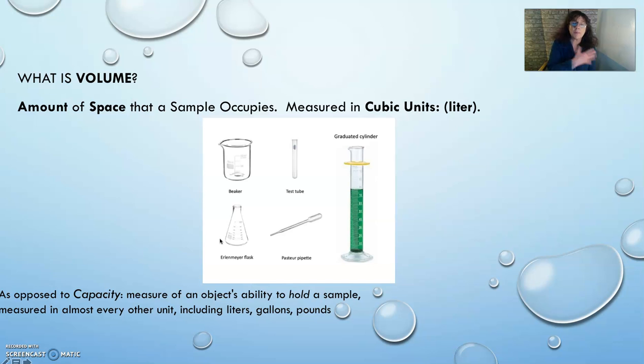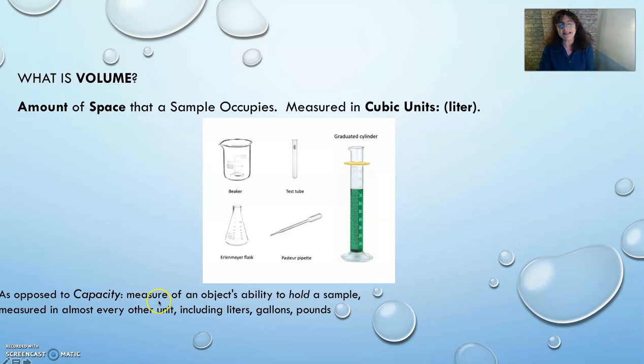That's opposed to capacity. And capacity is the measure of one of these objects to hold a sample. Very different measurement. So this is occupying and this is holding. This is the amount of space. Volume is the amount of space that a sample occupies, measured in liters.